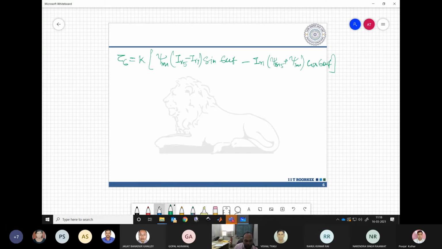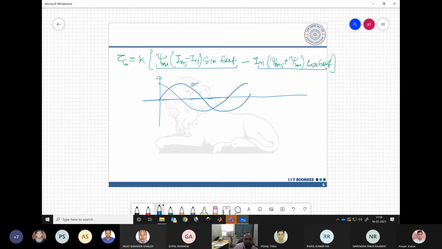So if you see carefully, these two components are basically in quadrature with each other, the first component and the second component. So if one component is like this, the other component is something like this. Which means the absolute value of the actual torque ripple will be somewhat like this.